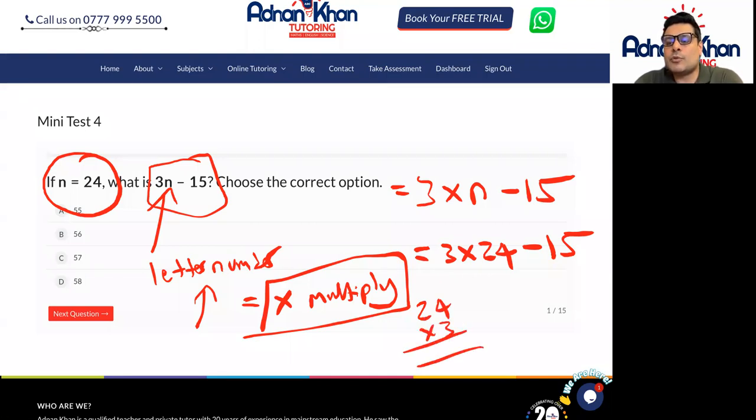Let's just do 24 multiplied by 3 first of all. So 4 times 3 is 12. The right number goes in the box like this, 2, and the 1 is carried forward. 3 times 2 is 6, and add the 1 is 72. Now we're going to do 72 minus 15.